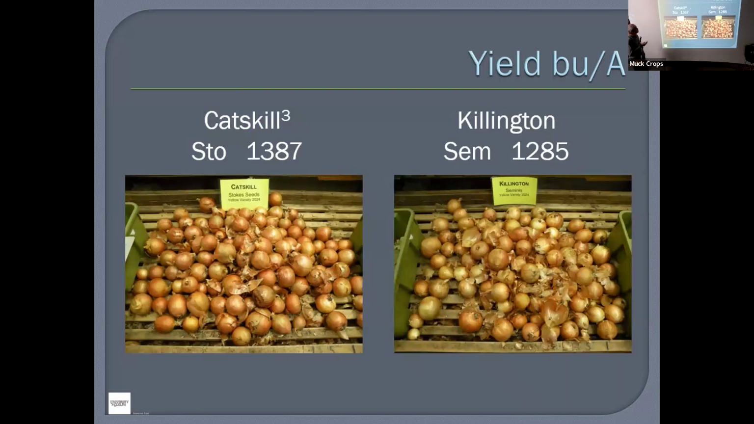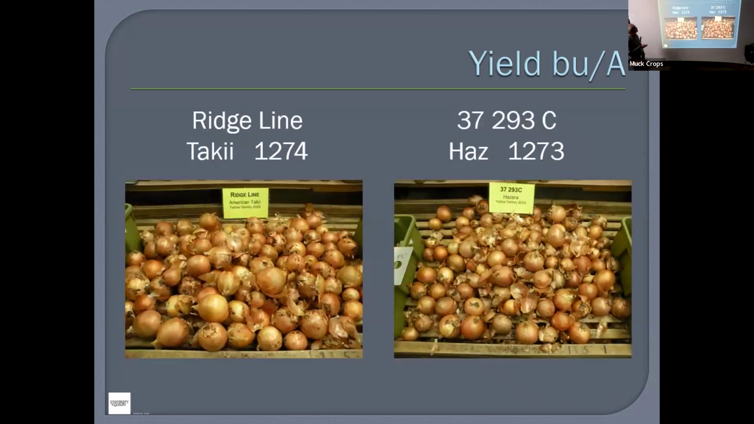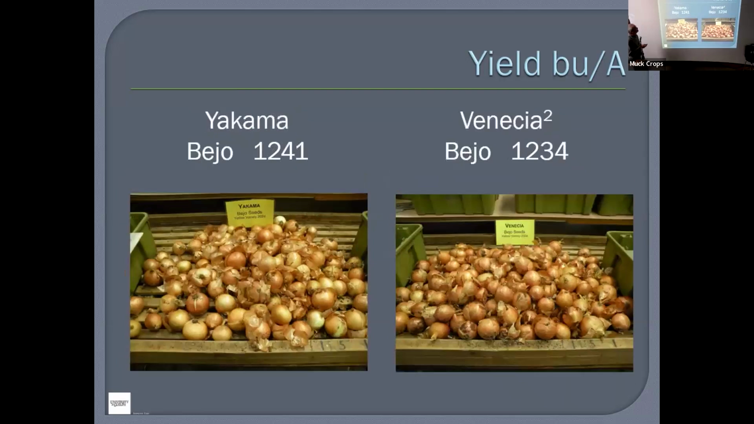Again, Catskill is the 3rd year that it's been in the top 6 or so for bushels per acre in the trials. Ridgeline from Takii at 1274, a numbered variety from Hazera at 1273, Yakima from Bejo at 1241 and Valencia from Bejo at 1234. And it's the 2nd year again for this one to be in the top yielding.